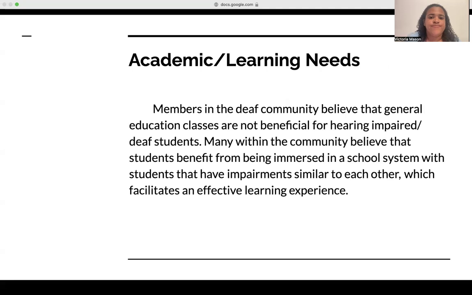Some academic and learning needs that hearing impaired people have are that members in the deaf community believe that general education classes are not beneficial for hearing impaired or deaf students, and many within the community believe that students benefit from being immersed in a school system with students that have impairments similar to each other, which facilitates an effective learning experience. And later on, we're going to discuss how this also has an effect on their social life.